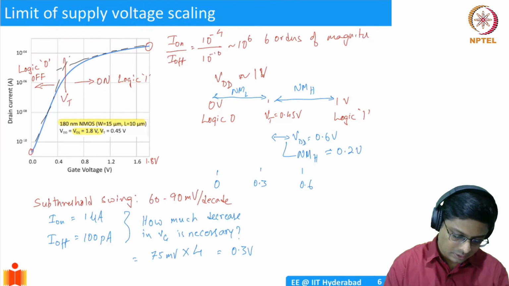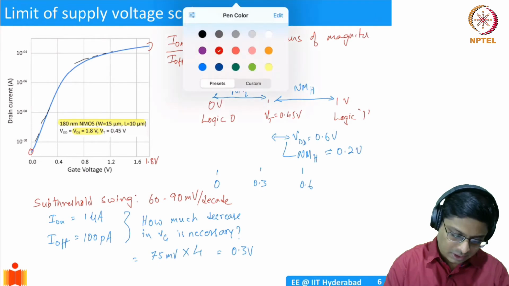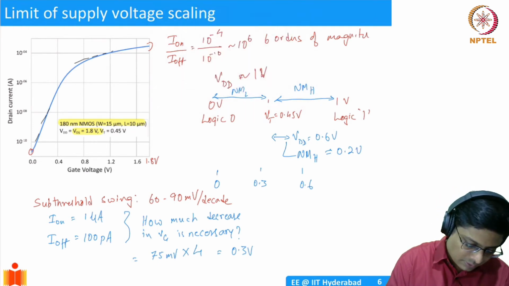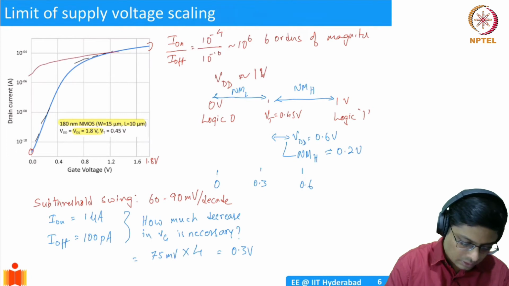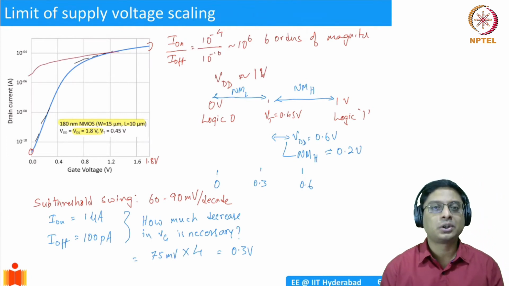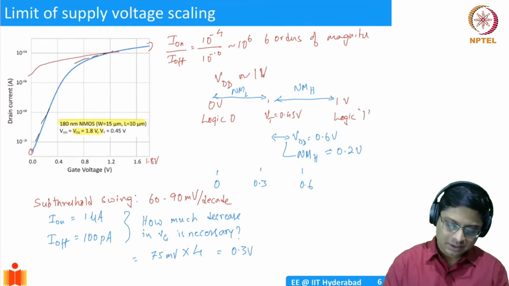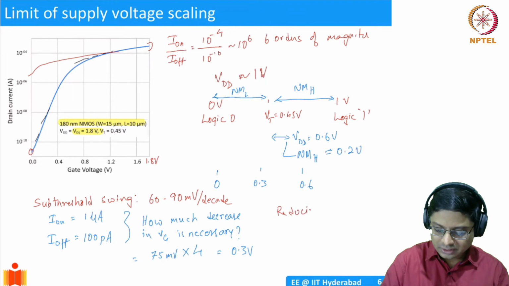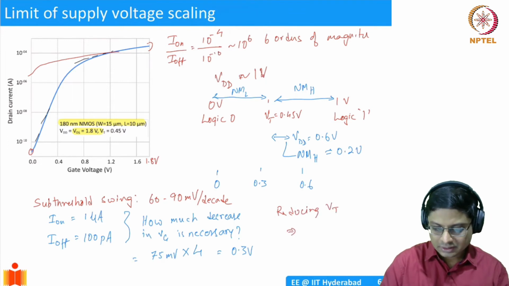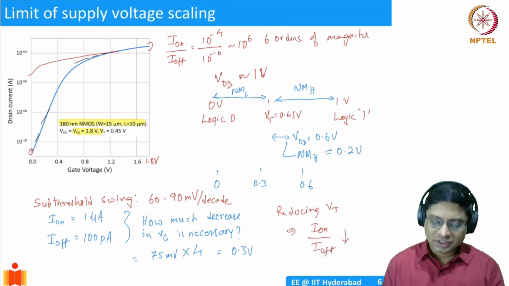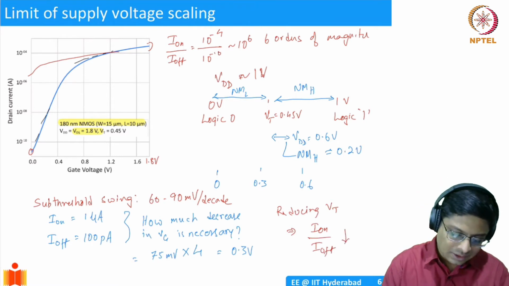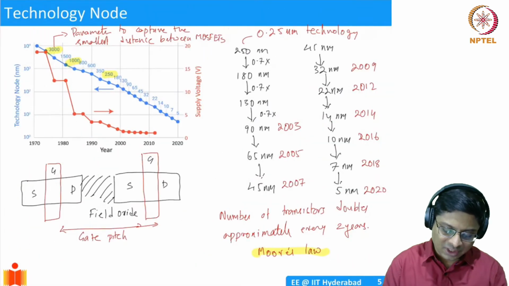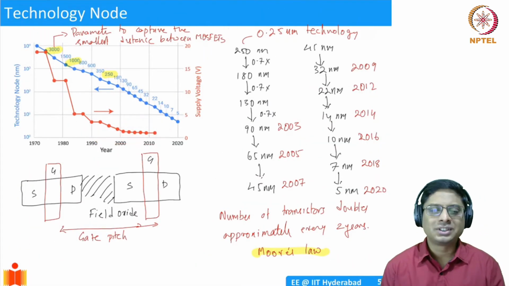If I have this, the current might follow something like this. So there is no significant I_on to I_off ratio. That's why we cannot scale the supply voltages. Reducing VT implies I_on to I_off reduces, which we don't like. This is one of the limits, and because of that, the supply voltages have been stuck at 1 volt. So what, you might ask?